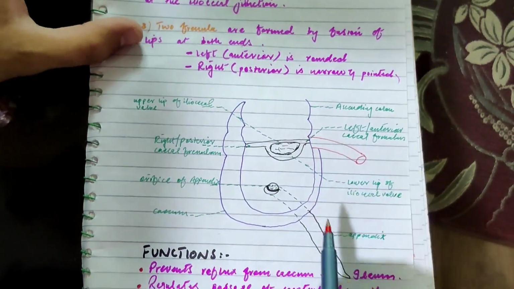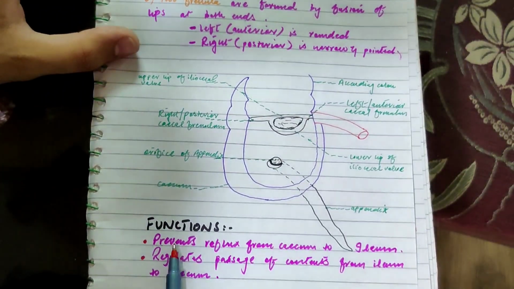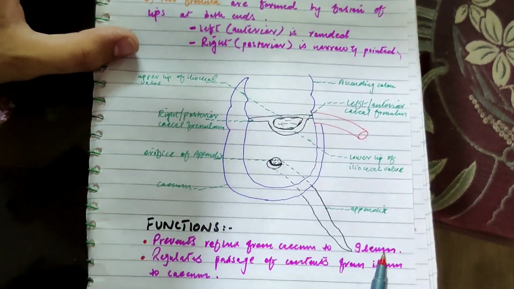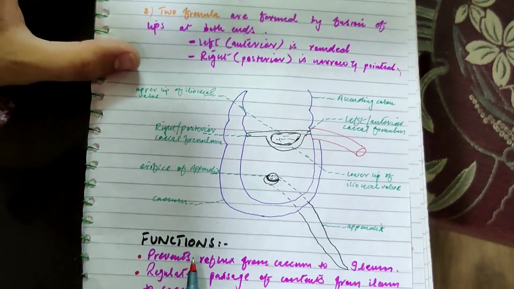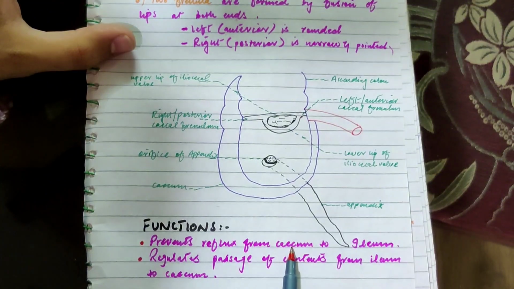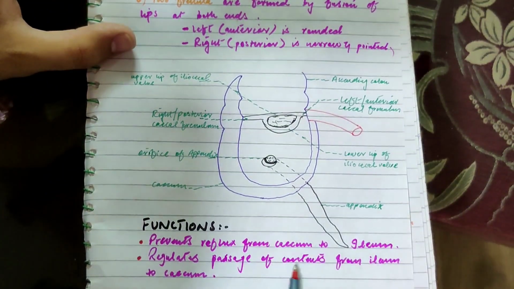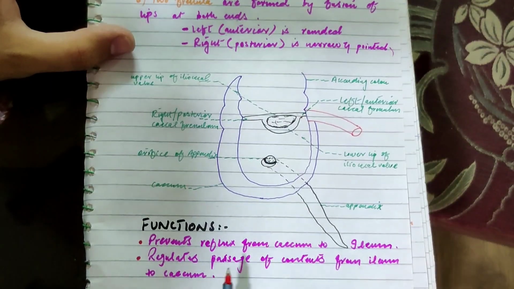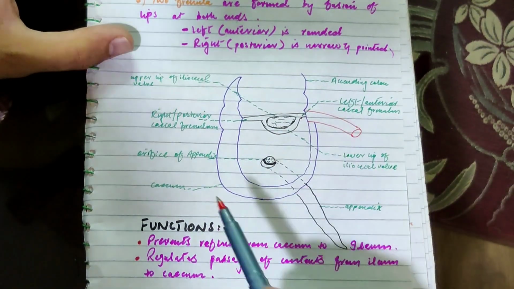Now we're going to be talking about the functions of our ileocecal junction. It basically prevents the reflux from the cecum to the ileum. So we know the function of a valve. It basically prevents the backflow or the reflux of contents from our large intestine into the small intestine. The second function is to regulate the passage of contents from the ileum to the cecum.